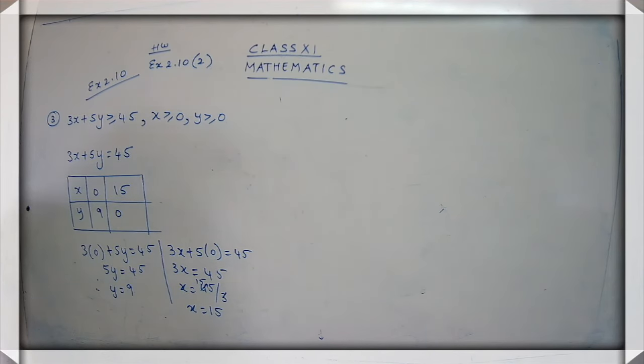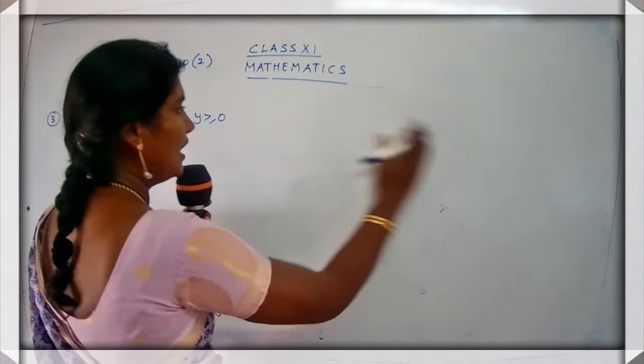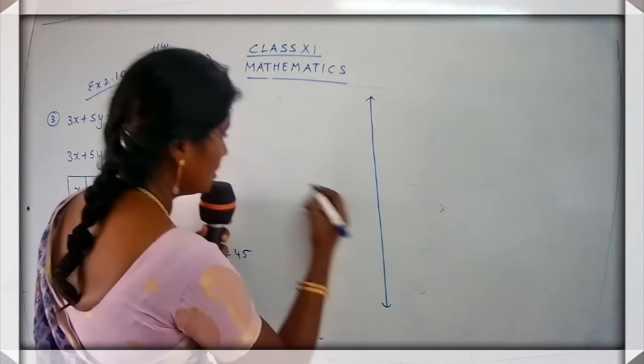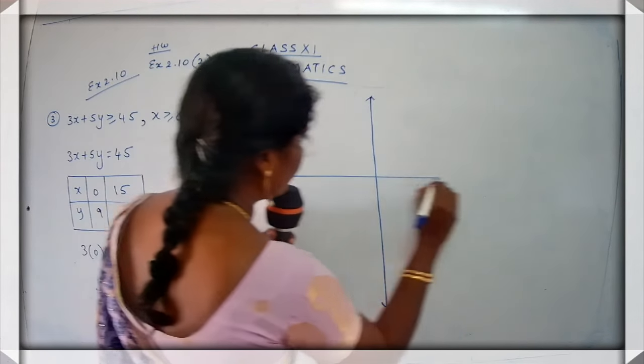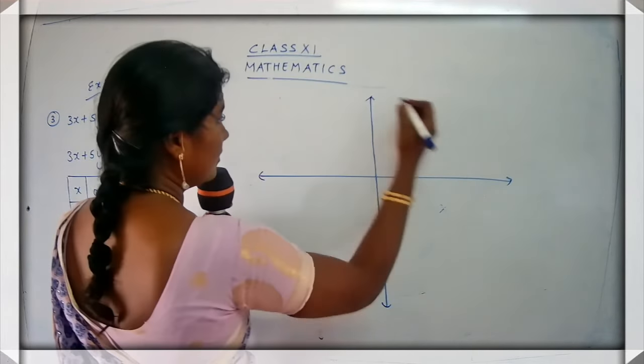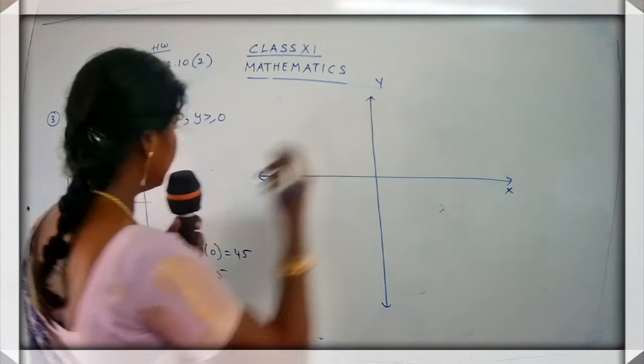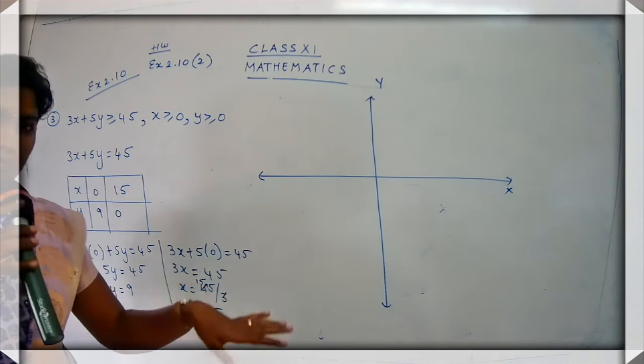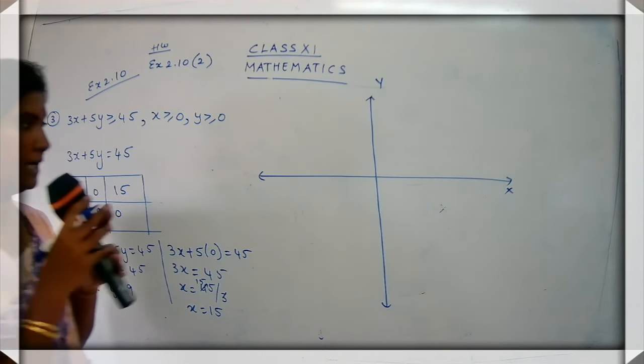Now let's move to the graph page. So take your graph. You have to draw an x-axis and a y-axis. Come on, do it properly. Use a long scale. Write down x-axis, y-axis. Just see the numbers here. We need 9 and 15. So I'm not going to take 1, 1. I'm going to take 3, 3. I'll take the multiple of 3.